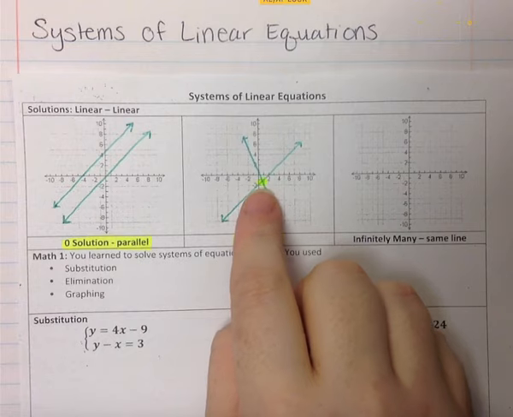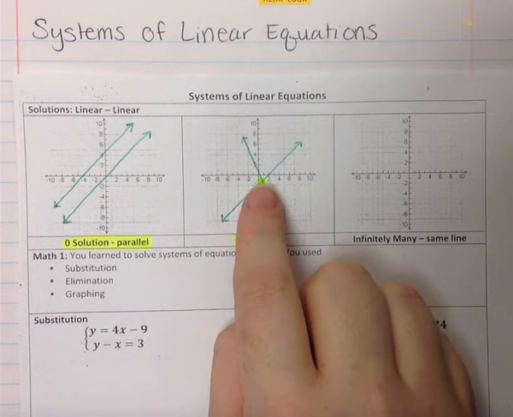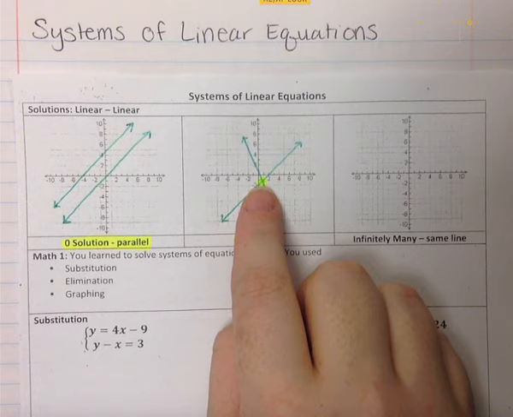Sometimes it's easy to find it on a graph. Sometimes there will be decimals or irrational answers, so it'll be a little more complicated on a graph, which is why we also learn how to do them algebraically.